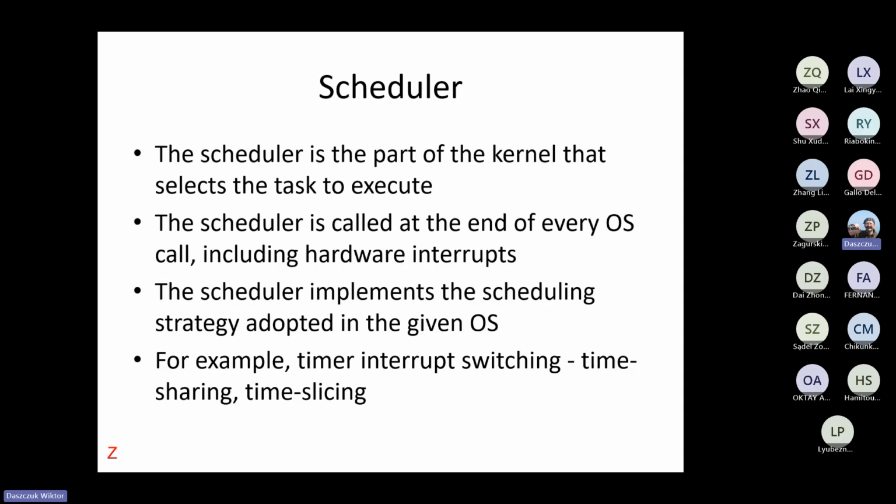For example, when the timer interrupt is served, typically it's the end of the time slice for a process. So the next time slice probably will be allocated to another process.